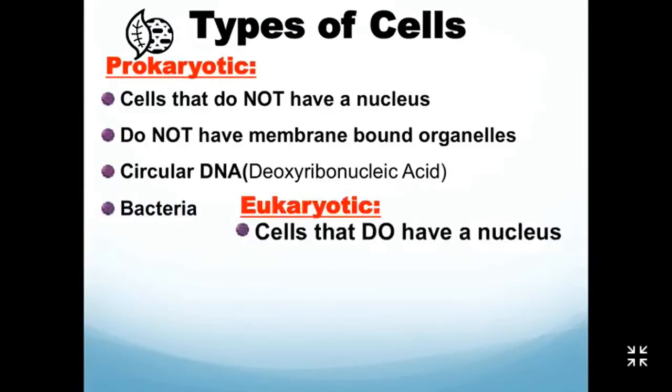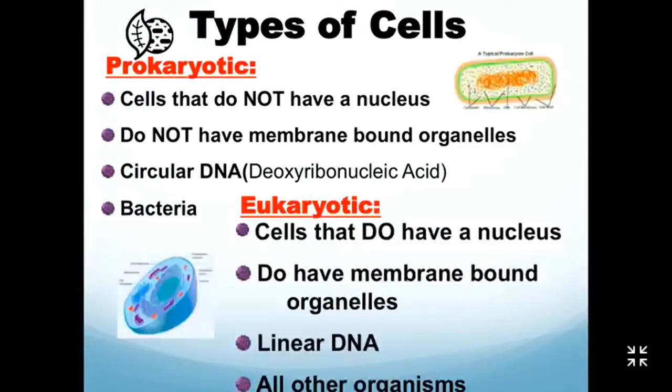Now let's proceed to the types of cells. We have two types of cells: the prokaryotic cells and the eukaryotic cells. The eukaryotic cells have a nucleus, they have membrane-bound organelles, and they have linear DNA. Good examples for this one are plants and animals. While the prokaryotic cells are totally the opposite of the eukaryotic, a good example for this one is bacteria. These are unicellular, so that means it only contains one cell.